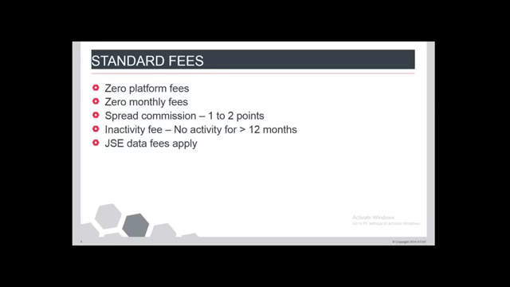All right. As I said, we have a very cost-effective and cost-competitive platform, in that we have zero platform fees and zero monthly fees as well. The spread commission is very low, between 1 to 2 points, and although we do have an inactivity fee if you do not trade for more than 12 months, I guess in this regard, make sure that you trade at least once every 12 months. And a standard fee applies, that is the JSE data fees, and you would find that fee across the board on any platform in this country.